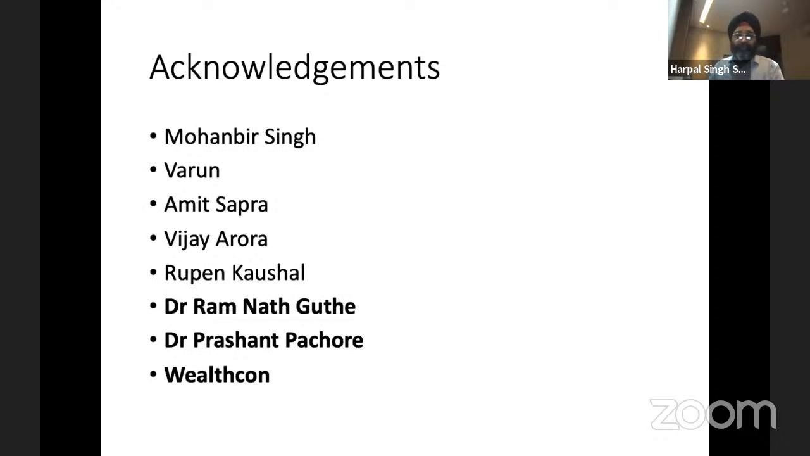I must acknowledge in my lecture my brother-in-law, Mohanbir Singh, Varun Malhotra, my friends Amit Sapra, Vijay Arora, and Rupan Kaushal, from whom I've gained a lot of knowledge of finance, and they taught me a lot of things which I didn't know before. And Ramnath Gutte and Prashant Pachore have been two mentors to whom I owe a lot of my success in finance.